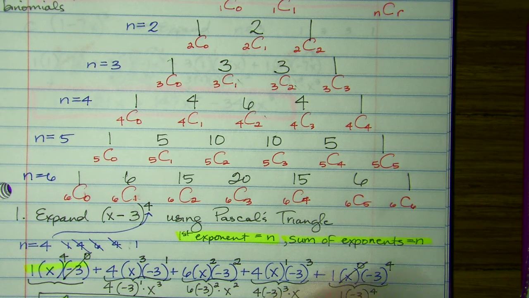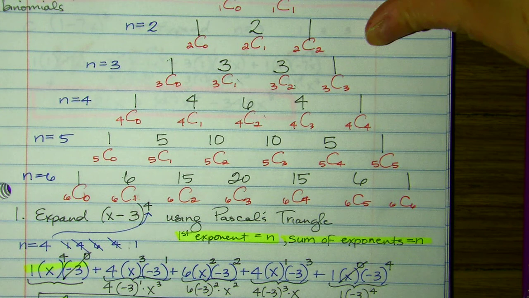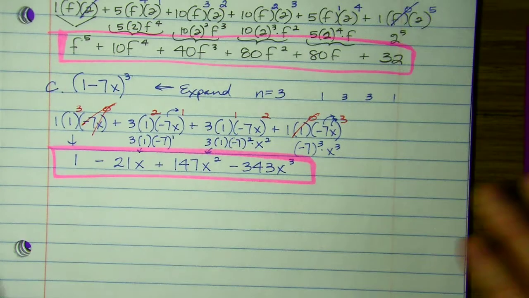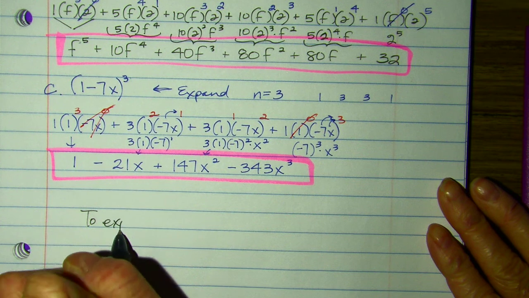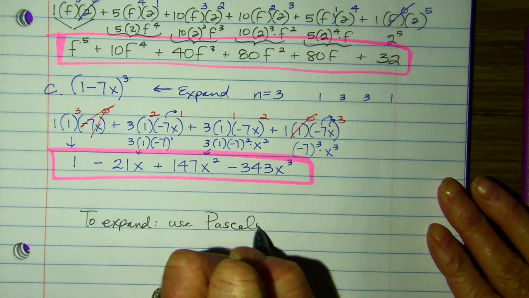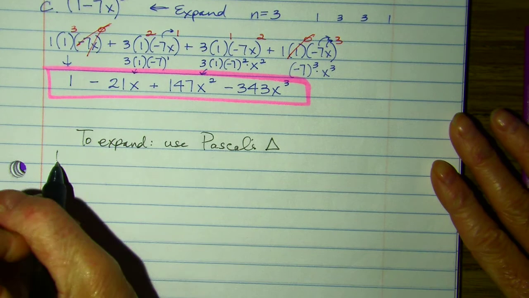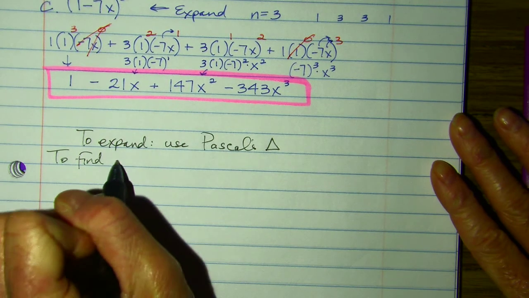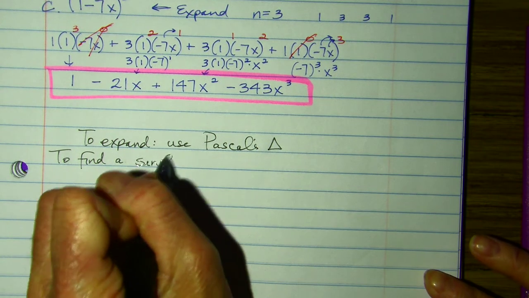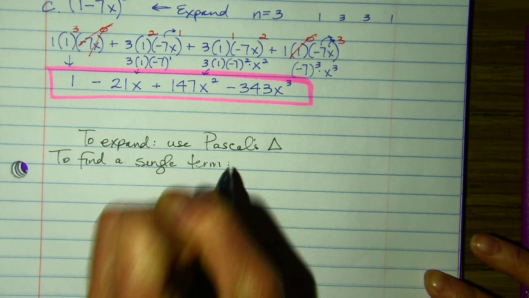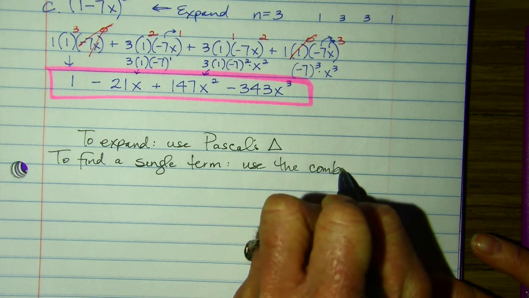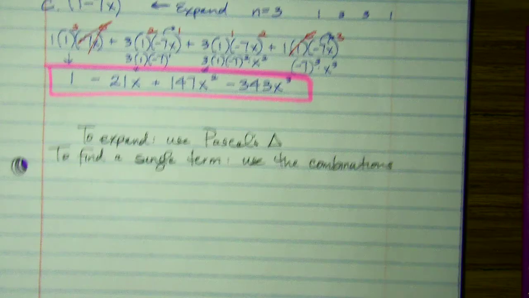All right, so we are going to use this for the next part. So let's clarify. To expand, use Pascal's triangle. To find a single term, use the combinations. So I'm going to do an example with you before we do what's in the book.